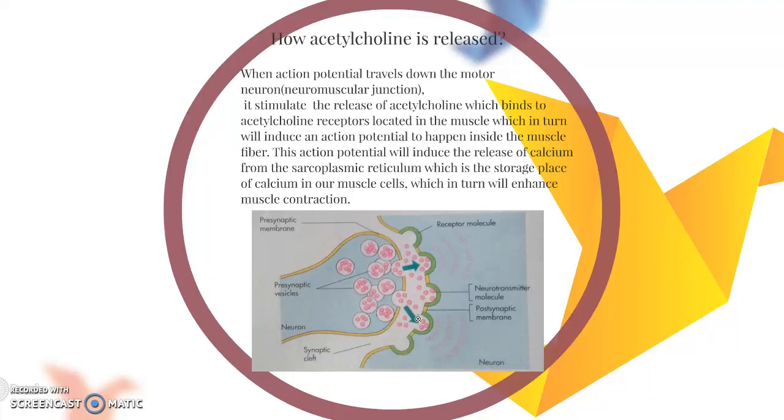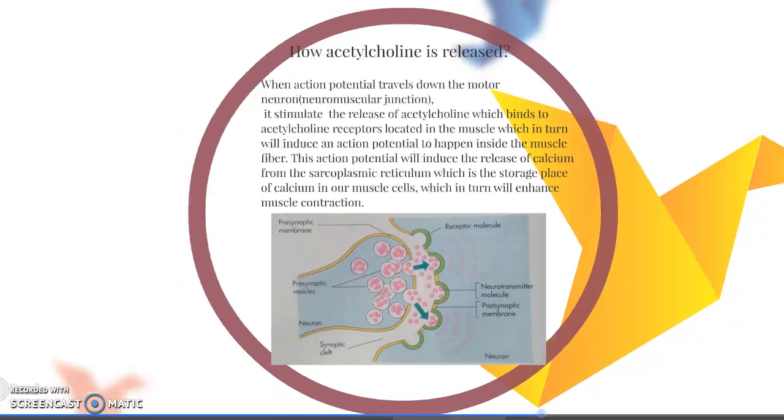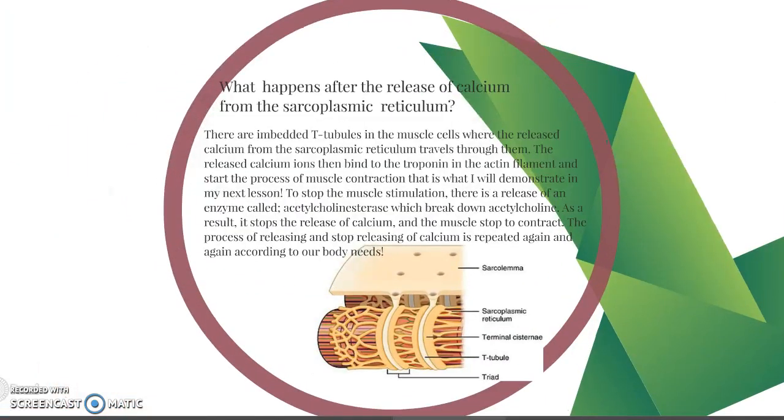So then there is an acetylcholine esterase. This is an enzyme which breaks down the acetylcholine itself. As a result, now there is no more contraction of the muscle because there is no more release of calcium from the sarcoplasmic reticulum. So here, this figure presents what happens after release of calcium from the sarcoplasmic reticulum.